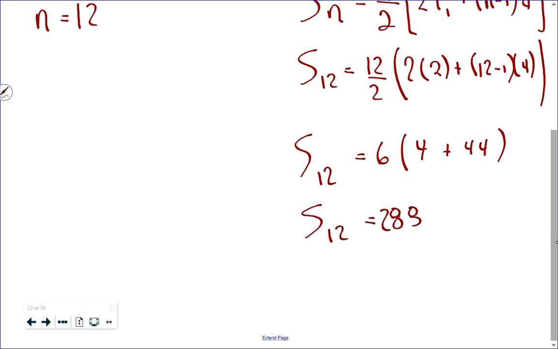Now, if you wanted to, yes, you could find the 12th term here first, and some of you may decide to do that.